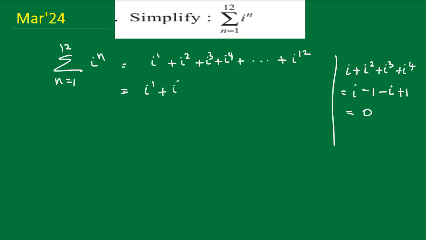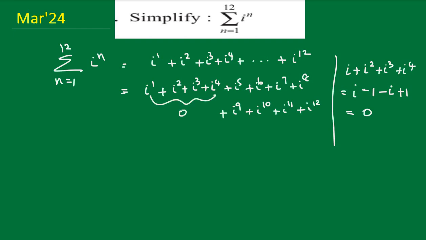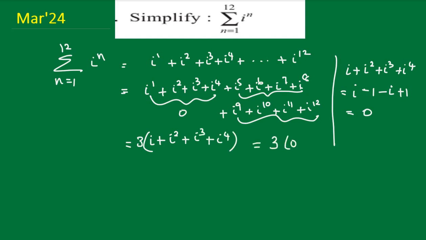This is i power 1 plus i power 2 plus i power 3 plus i power 4 plus i power 5 plus i power 6 plus i power 7 plus i power 8 plus i power 9 plus i power 10 plus i power 11 plus i power 12. These first four terms, we get 0. i power 5 is i power 4 into i, i power 6 is i squared, i power 7 is i cube, again i power 8 is i power 4 whole squared. So all the terms are of the form, this is equal to 3 times of i plus i squared plus i cube plus i power 4. So this is equal to 0.